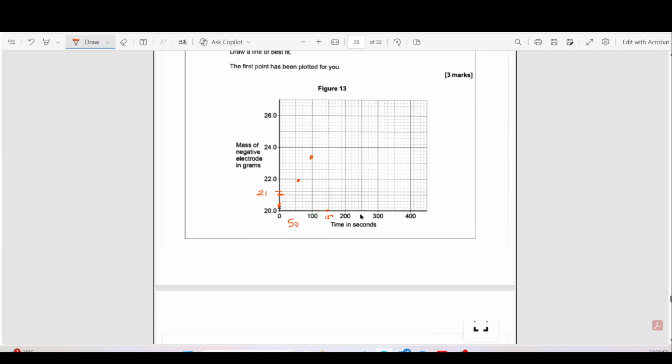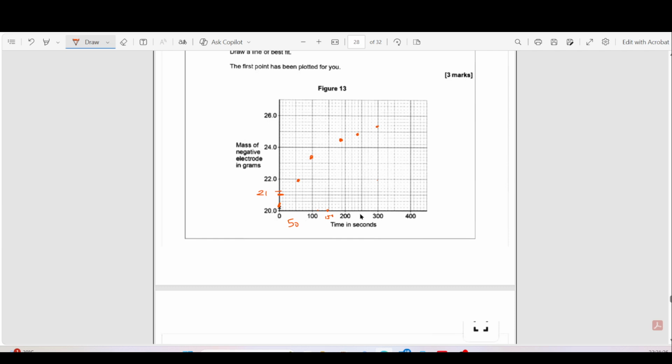24.2 will be here, somewhere here. And then 240, this is 250, 240 will be here. 24.8 will be here, suppose. Then 300 is this. 25.2, 24, 25 will be here.